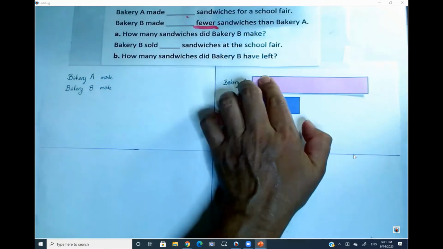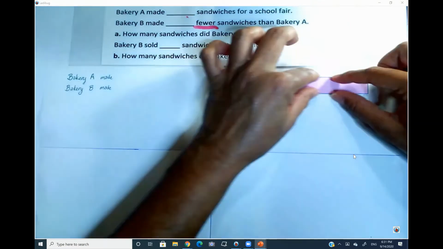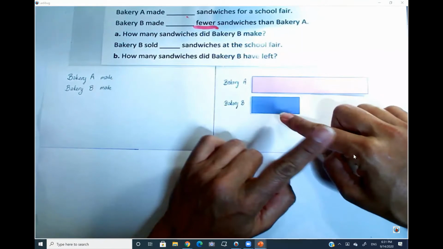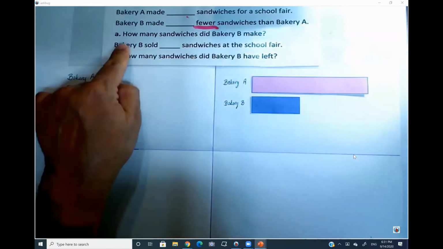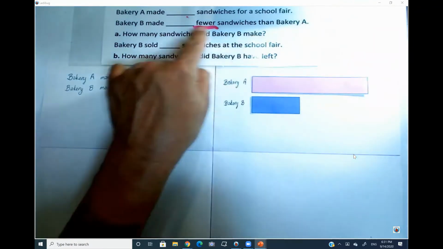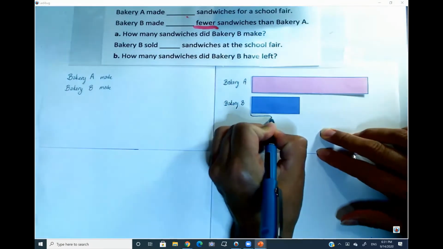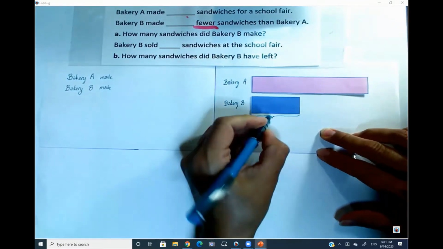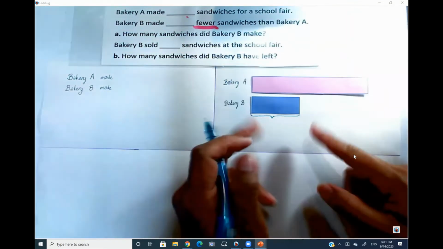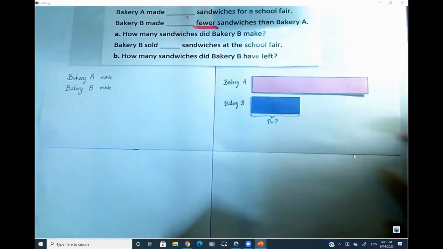Now when we look at this, possibly this is going to be the whole because it's the longest bar, and possibly this could be the part, depending on the question though. So let's look at the first question. How many sandwiches did Bakery B make? This time they want to know how many sandwiches Bakery B made. That means we don't know this part. And I know it's a part because it's smaller than the other bar. So I'm sure this is going to be a part, but so far I don't know how many they have. So they want to know that.